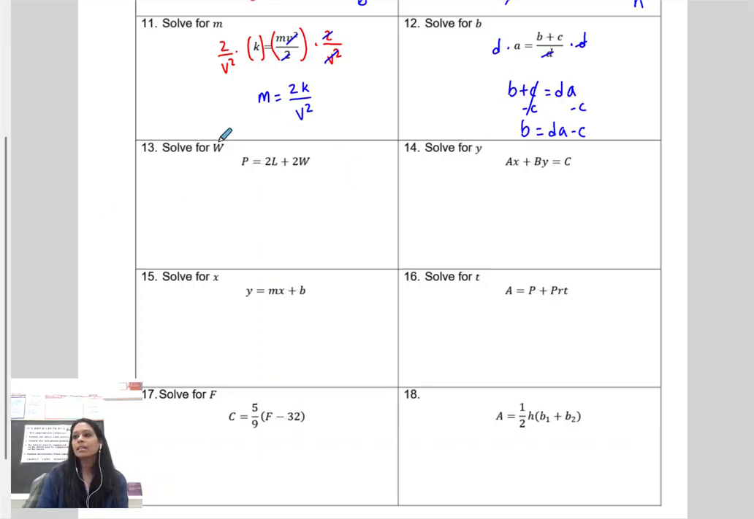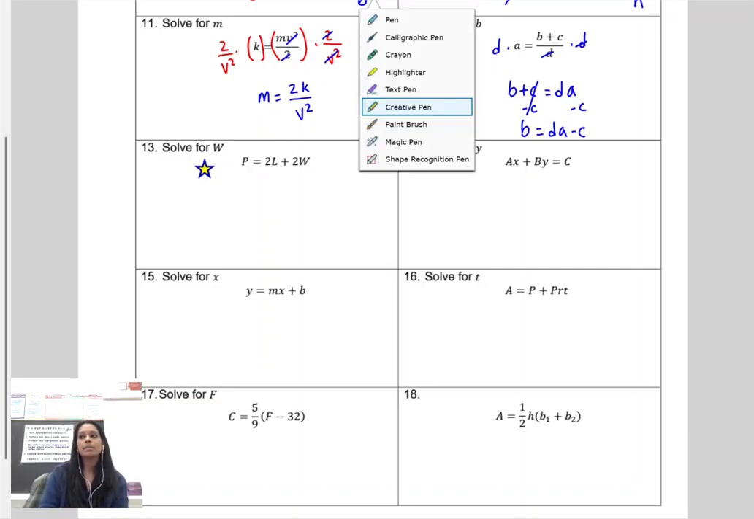All right, w. So I'm solving for w. I would honestly pay a little attention to this problem, because I've seen this problem on the SOL before and the test and everything. So pay attention to this problem right here.